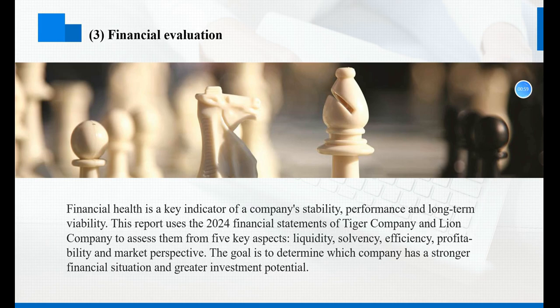The next section is financial evaluation. Financial health is a key indicator of a company's stability, performance, and long-term viability. This report uses the 2024 financial statements of Tiger Company and Lion Company to assess them from 5 key aspects: liquidity, solvency, efficiency, profitability, and market perspective. The goal is to determine which company has a stronger financial situation and greater investment potential.